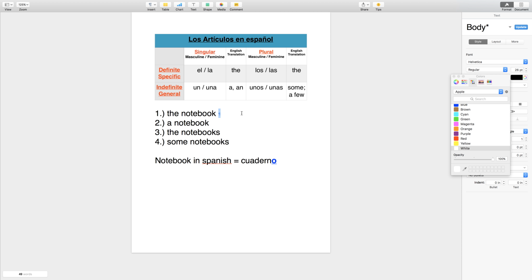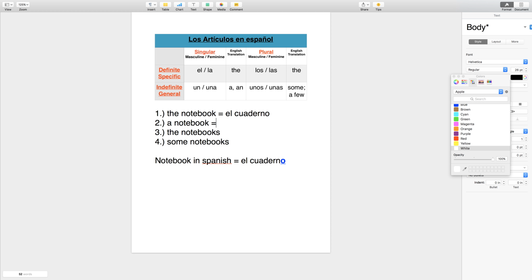So first off, the notebook, we have to ask ourselves, is there more than one? In this case, there's not, so we know it's going to be in the singular column. So our options are going to be el, la, un, or una. And then we ask ourselves the second question for the notebook. Is it masculine or feminine? We know this is going to be masculine. And so it's going to be the masculine side, singular, and it's very specific, the particular notebook. So we're going to say for this one, el cuaderno, the notebook.